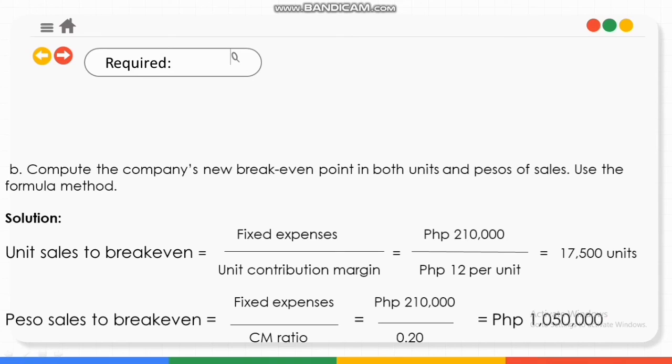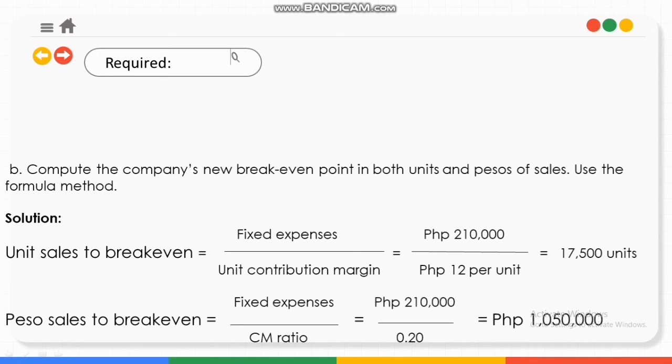Next is B. Compute the company's new break-even point in both units and pesos of sales. Use the formula method. The formula to unit sales to break even is equals to fixed expenses over unit contribution margin. So, yung fixed expenses ay naging 210,000 pesos. 240,000 minus yung 30,000, kaya 210,000 over yung 12 pesos per unit is equals to 210,000 over 12 is equals to 17,500 units.